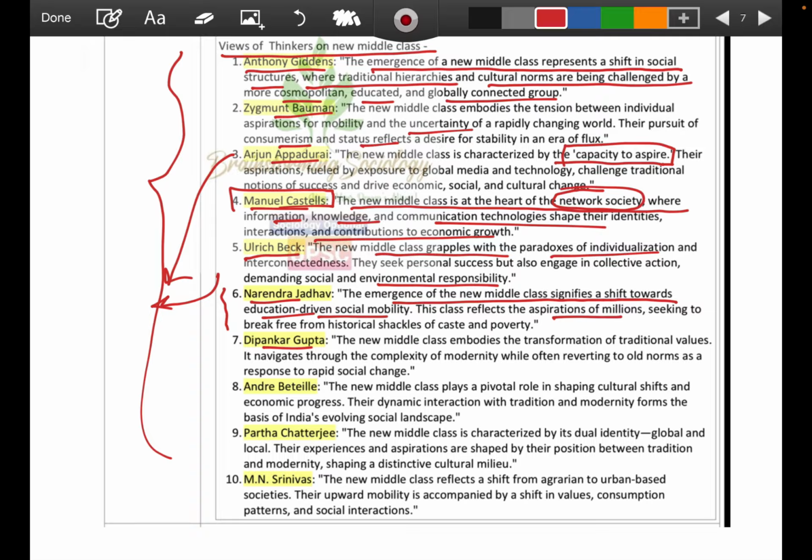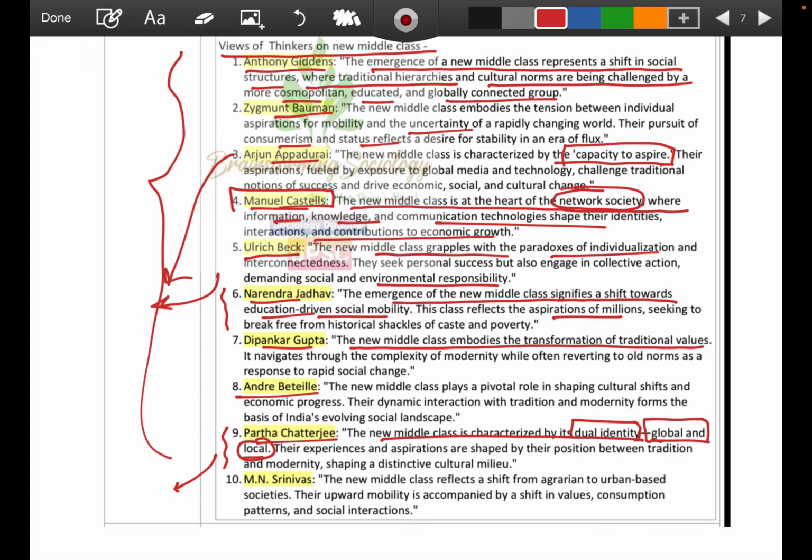Again, Dipankar Gupta: the new middle class embodies the transformation of traditional values. So for questions on the transformation of value systems, or any point you need to develop sociologically, link with Dipankar Gupta. Partha Chatterjee: the new middle class is characterized by its dual identity, global and local, which is one of the keywords. So whenever you are talking about the new middle class, link the global and local aspect with it. The middle class is the one going to all these restaurants, and global and local things are being purchased, like the aloo tikki burger. Who is eating this? The new middle class only is eating, no? In the form of aloo and tikki, and then in the form of burger. So again, the global and local concept is linked with Partha Chatterjee.